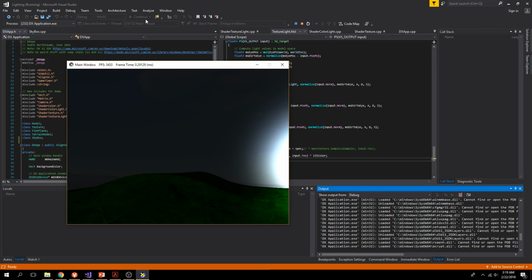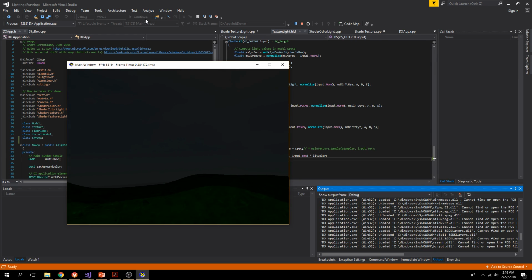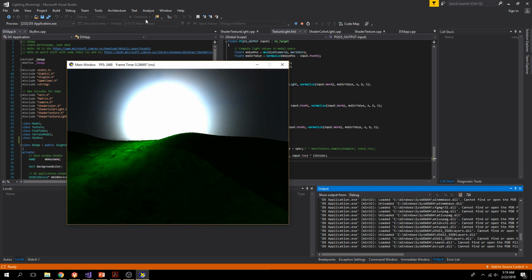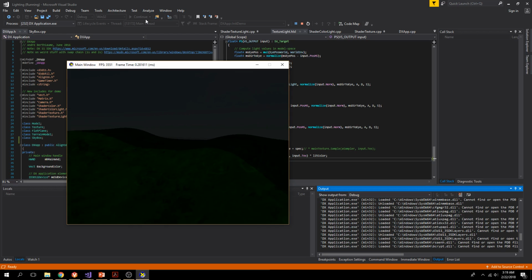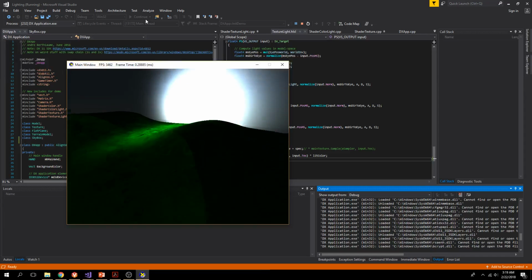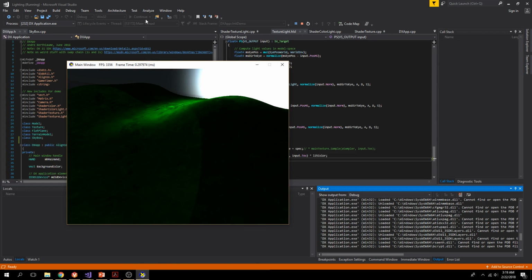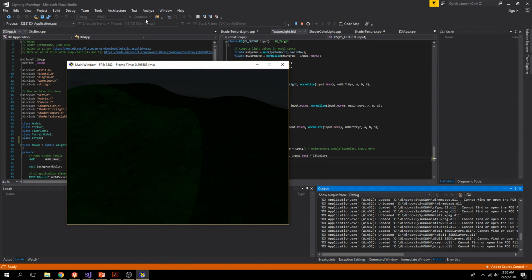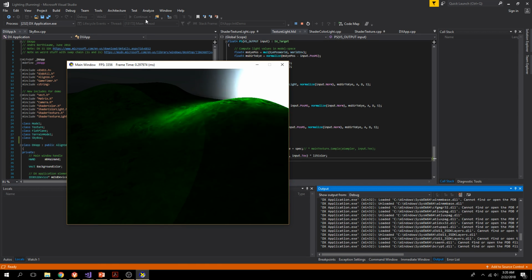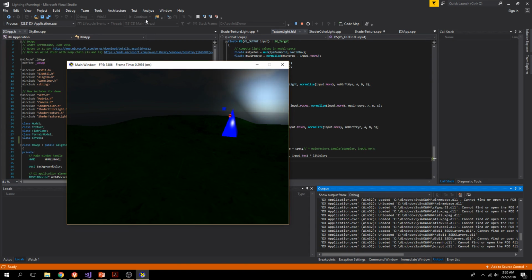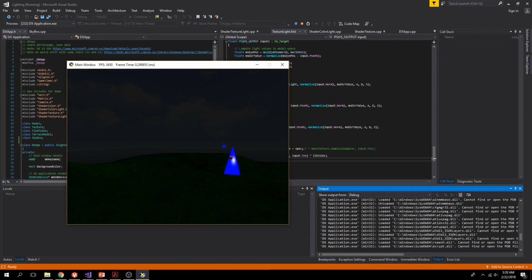For the textured lighting, I was having some problems calculating the end value. As you can see, I believe I'm only getting the ambient lighting and not the diffuse or the specular. So yeah.